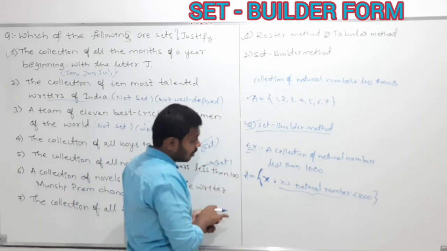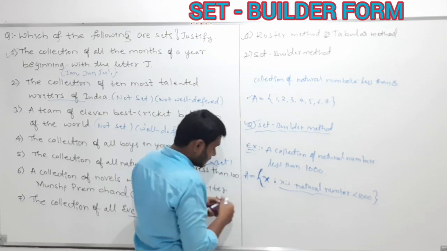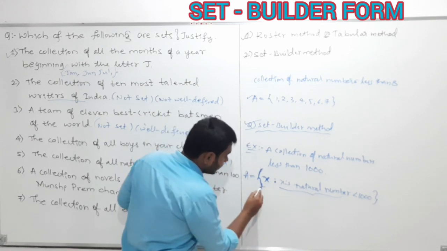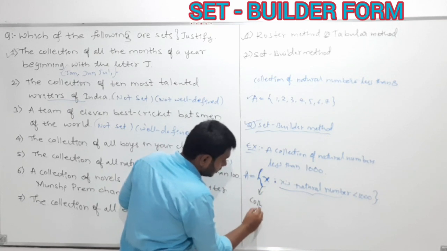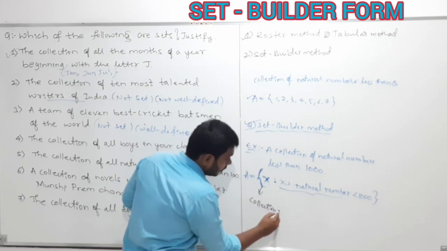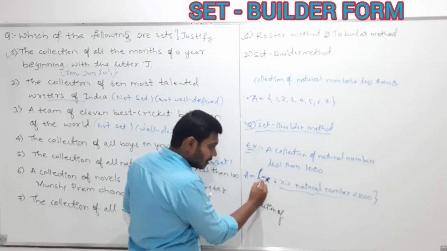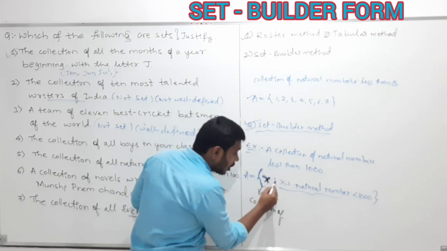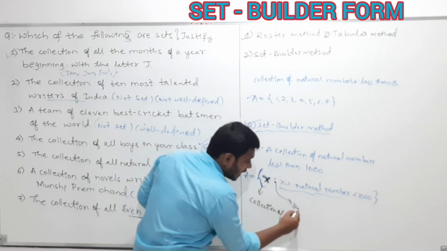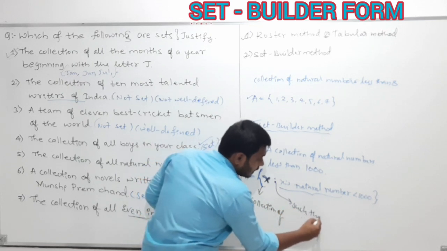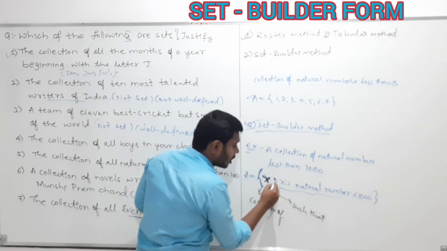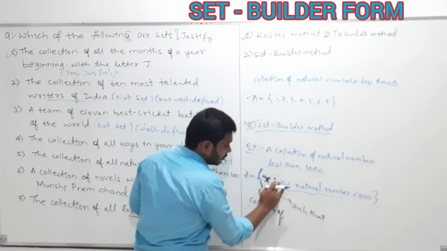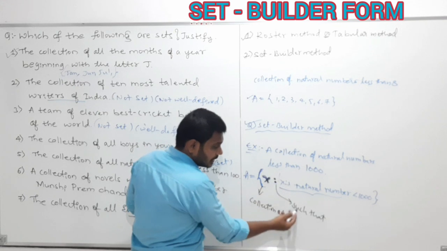So, set builder method: how to read this one, my dear students? What does this curly bracket indicate? It is the collection of all elements in the form of x. This colon indicates "such that". Either you can write it like this or you can put a bar instead. Clear? Here I wrote it like this, so this colon indicates "such that".